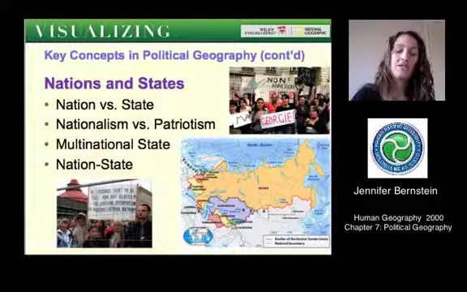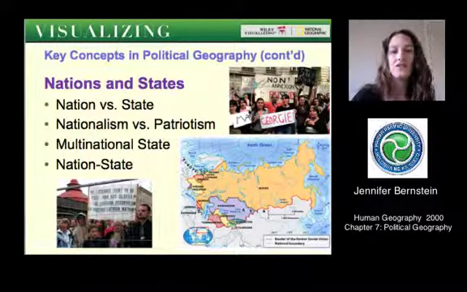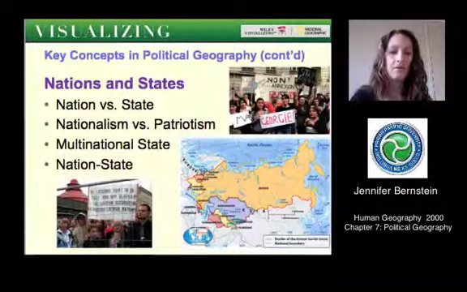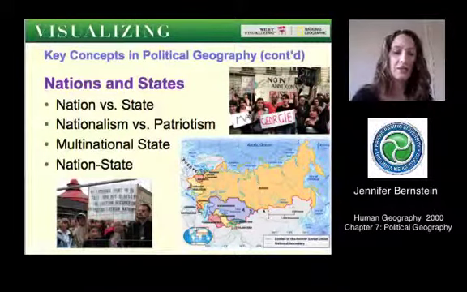So, like I mentioned earlier, this idea of nations versus states. First of all, sorry, I'm just getting over a cold.